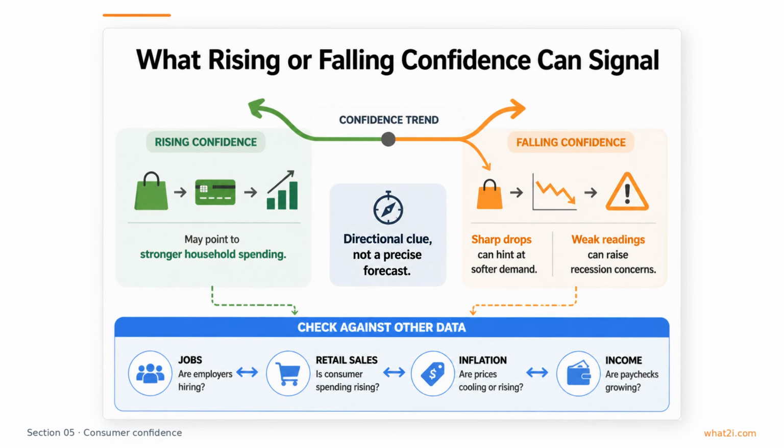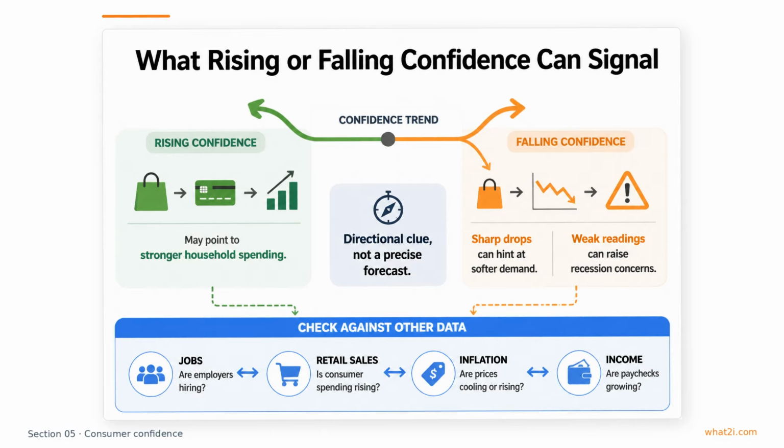Rising confidence may point to stronger household spending, while falling confidence can hint at softer demand. Sharp drops sometimes raise concerns that consumers are becoming defensive, which can feed recession worries if the weakness persists. But the message is never automatic. People can feel gloomy and still spend, or feel better while remaining financially constrained. That is why confidence works best as a directional clue rather than a precise forecast. Traders should always check it against harder data such as retail sales, jobs, income, and inflation.